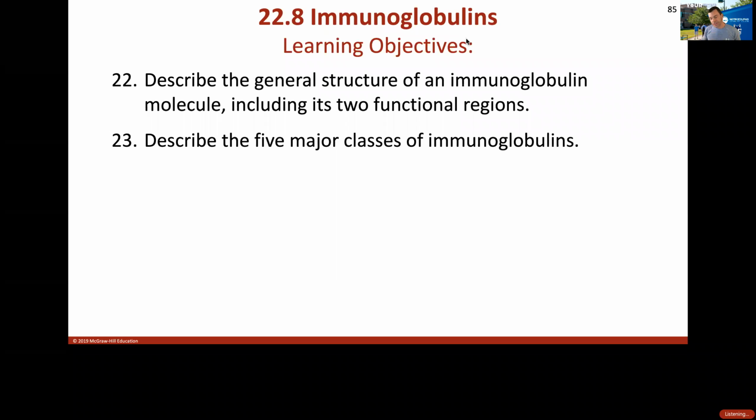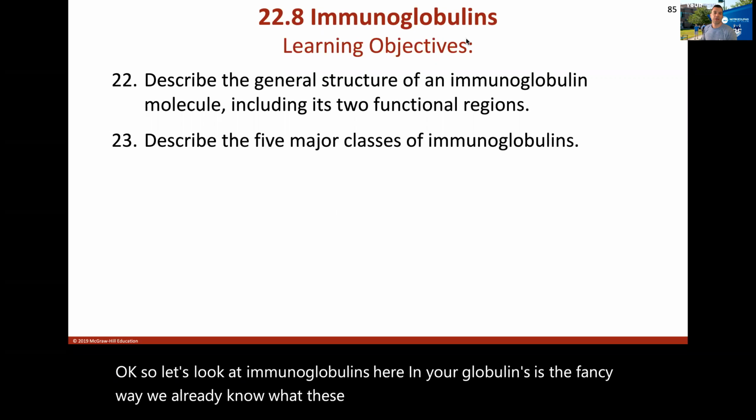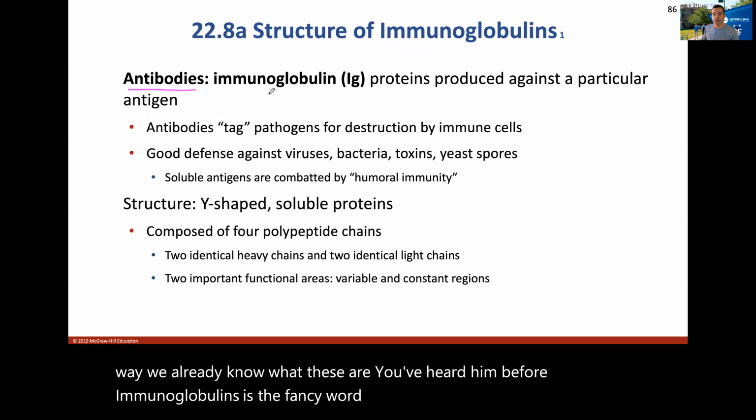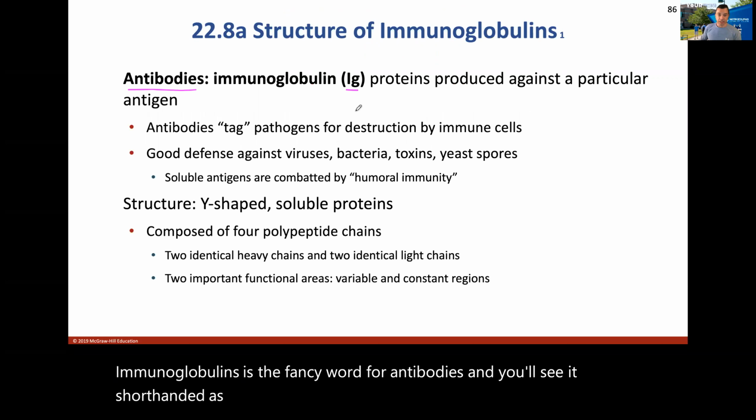Okay, so let's look at immunoglobulins here. Immunoglobulins is the fancy way. We already know what these are. You've heard them before. Immunoglobulins is the fancy word for antibodies, and you'll see it shorthanded as IG, okay? And immunoglobulins are proteins, okay?